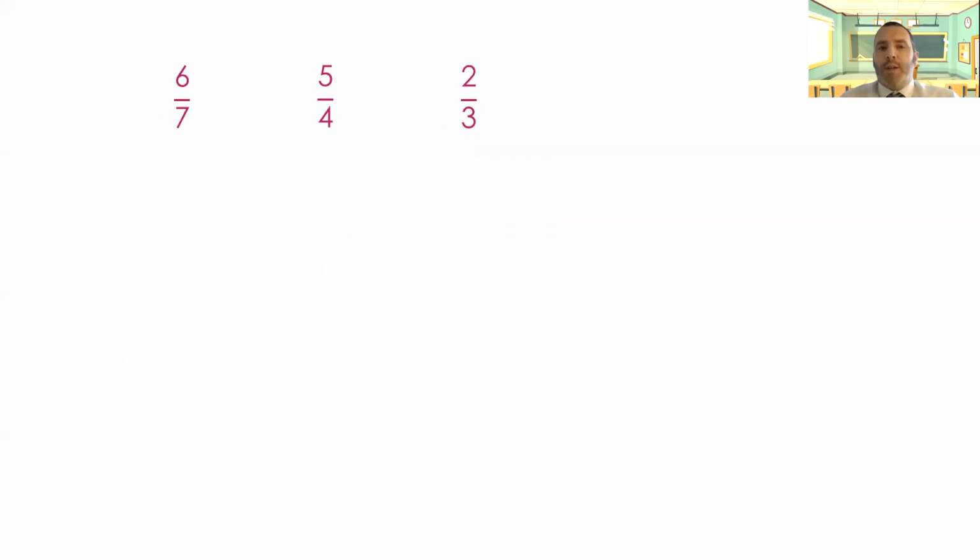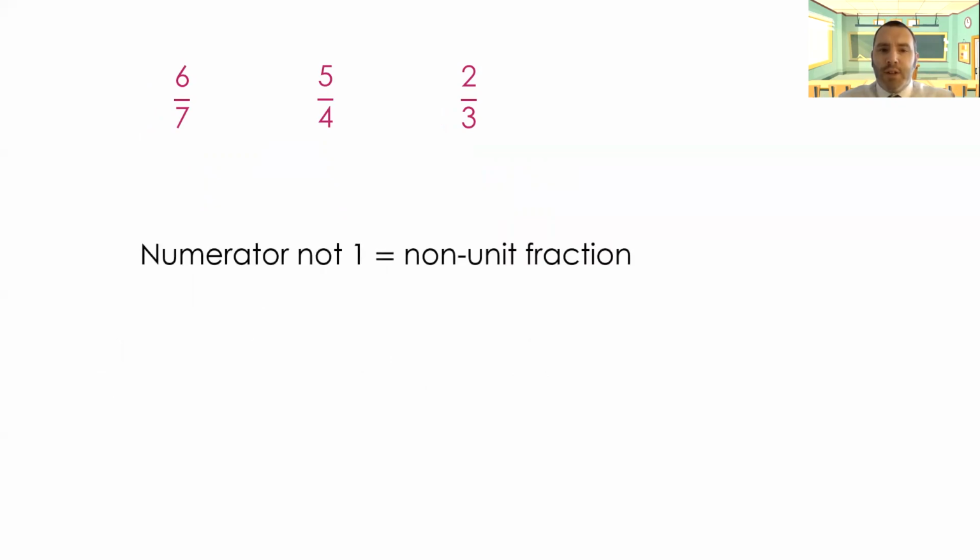What do you think these might be called? So again, we need to look at our numerators. So if it's not 1, it's a non-unit fraction. So it's really simple. If there's a 1 over something, it's a unit fraction. If it's anything else over that number, it's a non-unit fraction.